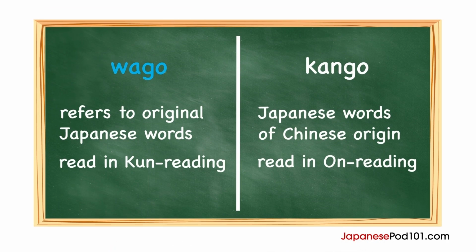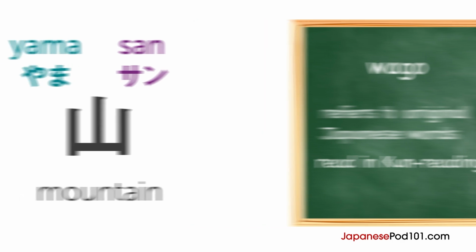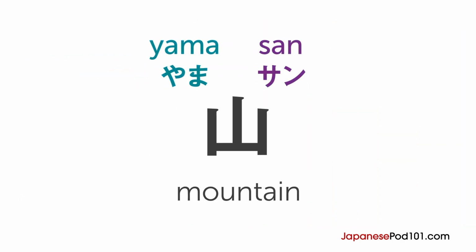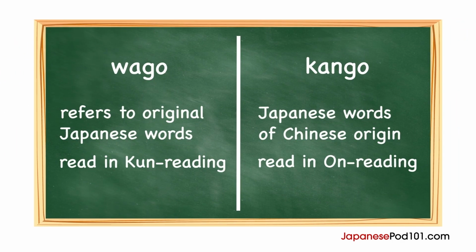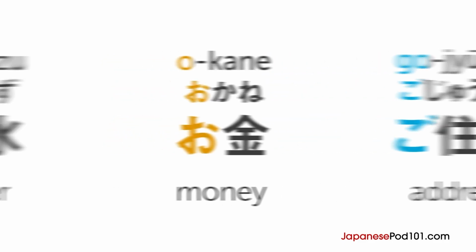Firstly, I have to explain wago and kango. Wago refers to original Japanese words, and kango are Japanese words of Chinese origin. Do you remember the kun and on readings from the previous lesson? Basically, original Japanese words or wago are read in kun reading, and Chinese origin words or kango are read in on reading. Now let's get back to today's topic, o and go.